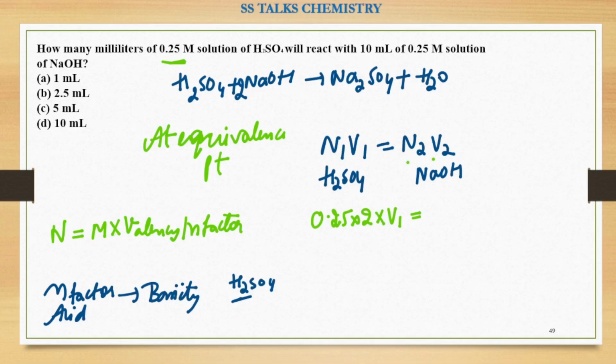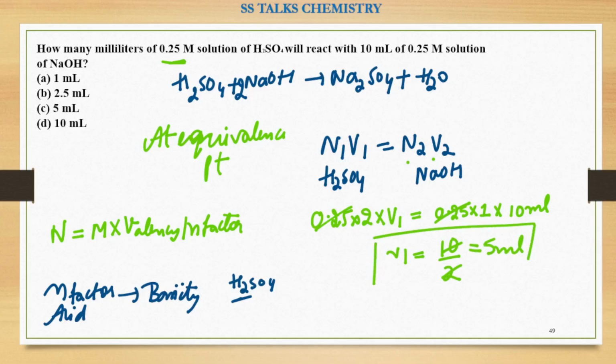For the NaOH, we have the molarity as 0.25 molar. The N factor for it is equal to 1. For bases, the N factor is equal to their acidity, which is the number of OH negative ions they can give in the solution. Now in NaOH, you have only one replaceable OH negative. So the N factor will be 1 in this case, and the volume given to us is 10 ml. So we equate both. This 0.25 will get cancelled out. The volume we get is 10 by 2, which is equal to 5 ml. Okay, so this is going to be the answer, that is option C.